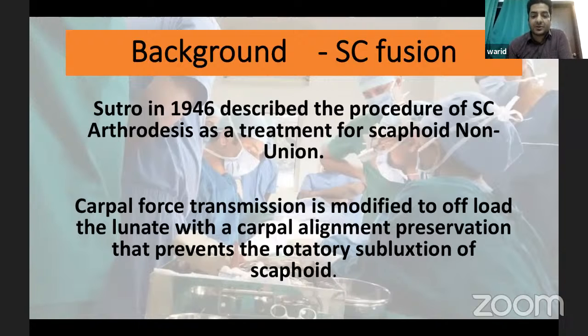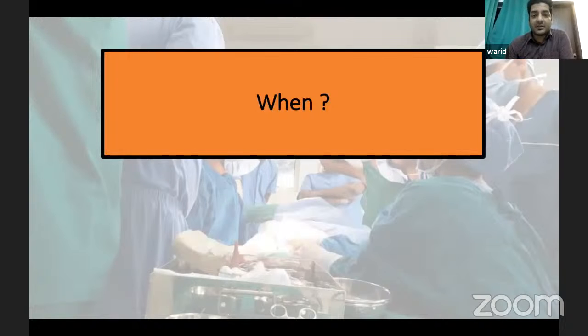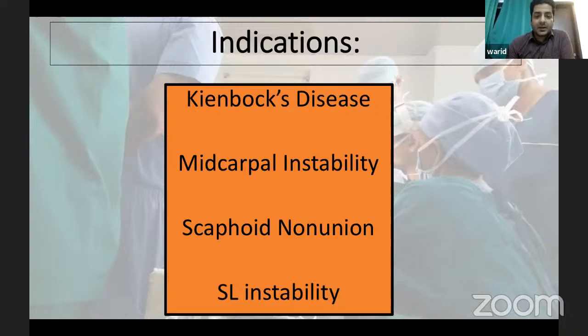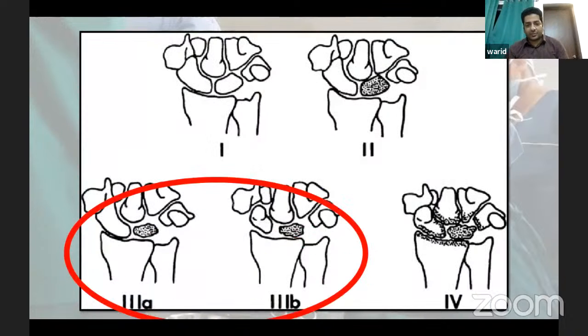So that the rotatory subluxation of the scaphoid does not happen, like Dr. Ahire had said in his talk, the scaphoid gets rotated ultimately when the carpus collapses. So to prevent that from happening, we preserve the scaphoid. So when is the first question: stage 3A and 3B, as Dr. Praveen has said. Most of the time we see our patients presenting in stage 3A or 3B. I think stage 4 is not a good idea for a limited wrist fusion, and I'm particularly talking about a scaphocapitate fusion here. So stage 3A and 3B are the ideal indications.